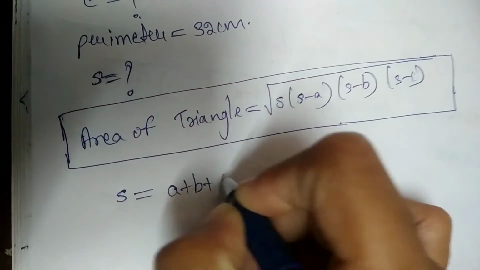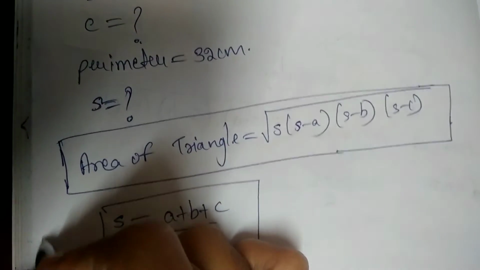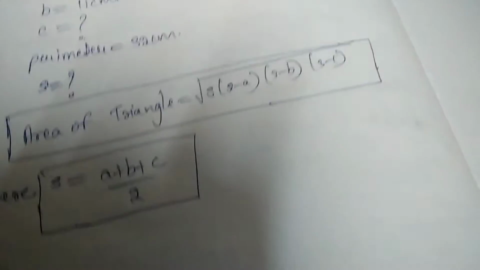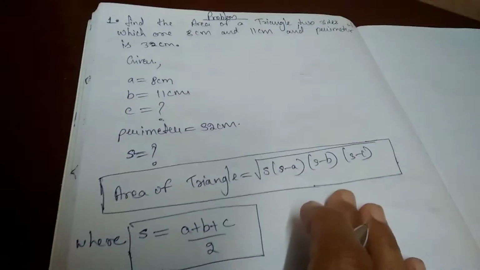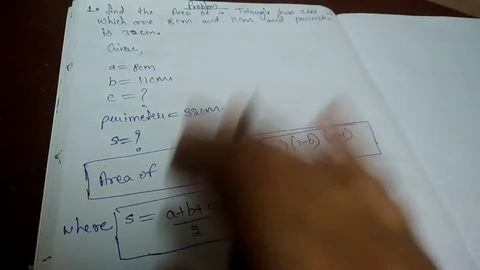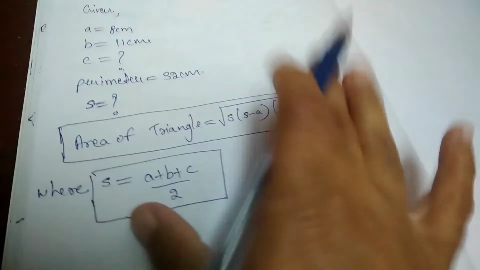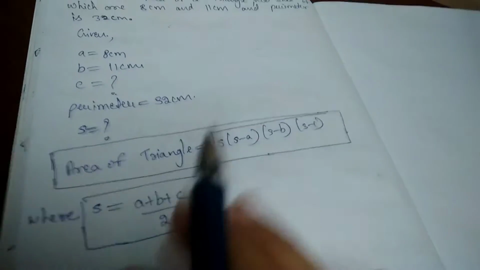So S is equal to what? A plus B plus C by 2, and put it in a box and write. If you have space here, write where. If you don't write where, it's fine. See, now look at my book, you can actually see the formula separate. So now what do you have to find? C and S. So it's very clear, you don't have to go into the question again, everything you have written very clearly, and just the formula.